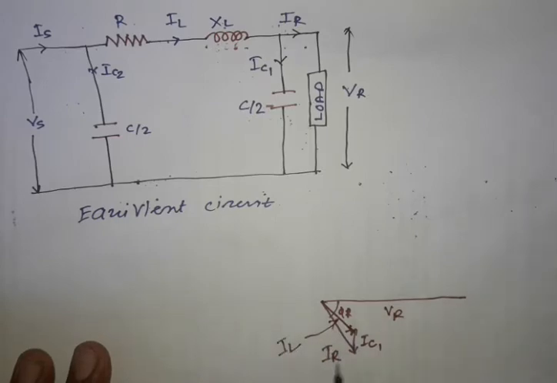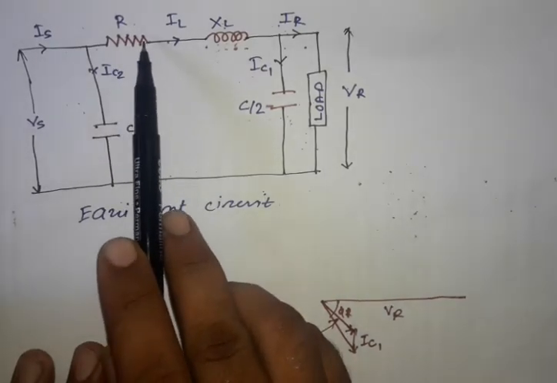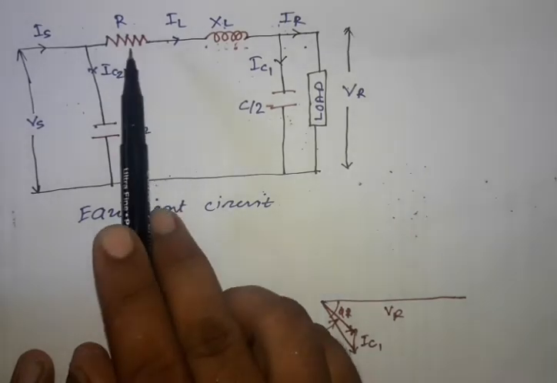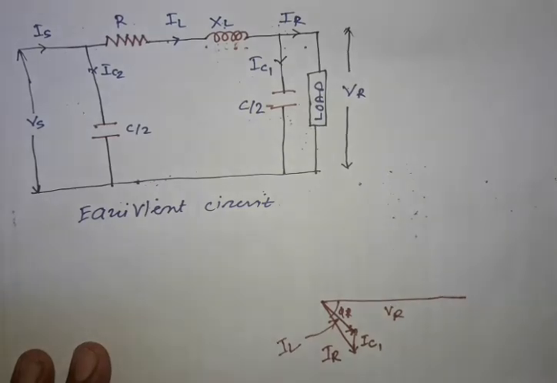So IR and IC1 resultant is line current IL. Now we have an IL current, and IL current is flowing in the resistance and inductance. First of all, IL current flowing in the resistance produces a drop, which is the IR drop, and the IR drop is parallel to current IL. So we draw a parallel line to the IL here, which is called IL into R. So IL into R is our resistive drop.